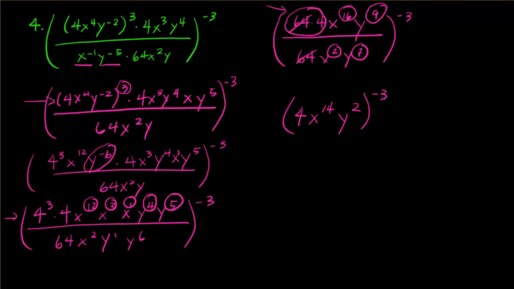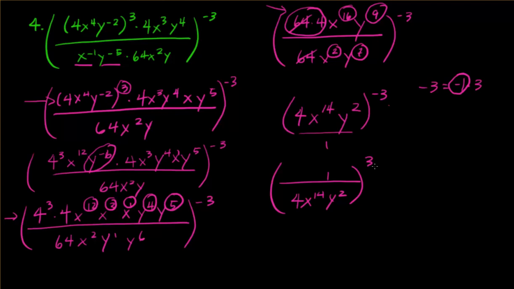Okay, now let's go ahead and look at this negative 3. Negative 3 is made up of negative 1 times 3. So let's take care of the negative 1 part. Okay, I'm going to take care of the negative 1 part, which means that everything here is going to flip over. Okay, so it's all going to go in the denominator. 4 to the x to the 14th, y to the 2nd. And then now to the 3, because I took care of the negative 1 part.